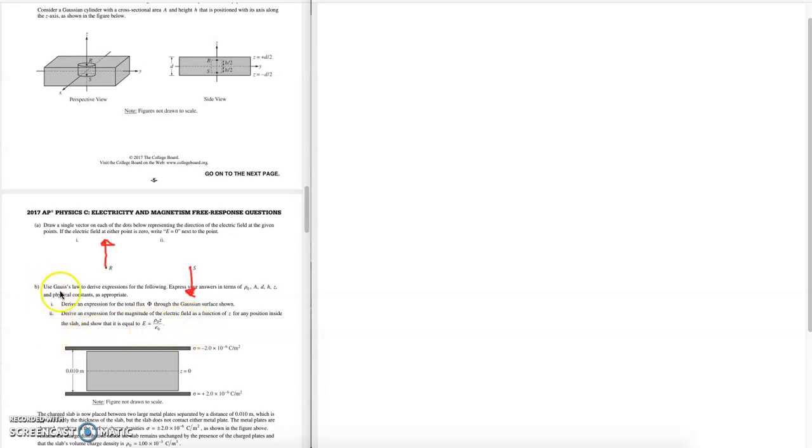All right, B, use Gauss's law. Okay, so for B, let's come over here because we're going to have to write some work here. Gauss's law is Q enclosed over epsilon naught, produces some electric flux, which is measured as the electric field passing through a given area. And for Gauss's law to work, we need that area to be a closed area. Most of the time in class, we just skipped the whole flux part, but for this one, they say we want an expression for the total flux through the Gaussian surface.